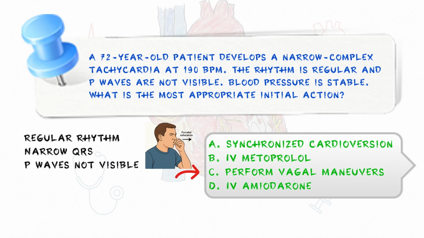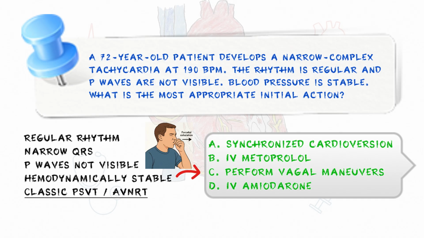The rhythm is regular, narrow QRS, P waves not visible, hemodynamically stable. This sounds like paroxysmal supraventricular tachycardia or atrioventricular nodal reentrant tachycardia. The symptoms also sound like atrial fibrillation, but AFib is always irregular. In our case, the rhythm is regular. Because the patient is stable, the first-line treatment is vagal maneuvers. If that fails, adenosine; if unstable, cardioversion. This scenario is one of the most testable situations on NCLEX.